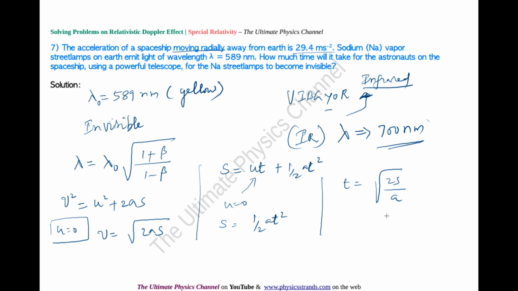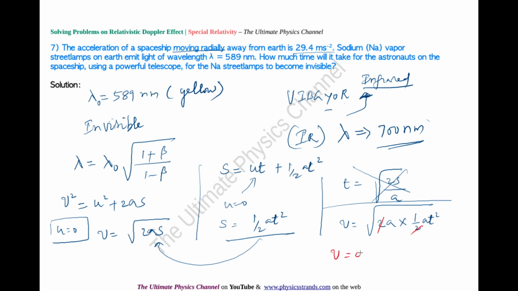So instead of s, I can substitute directly into this formula. I don't even need this. I can plug this s here, and I have a already, so I just put the s here and then I get v. So v is equal to the square root of 2a times half at squared, which is my s. If I cancel these two out, I get v equal to a times t. So v is obviously a very straightforward 80, right?